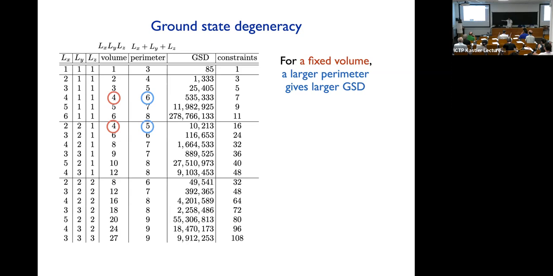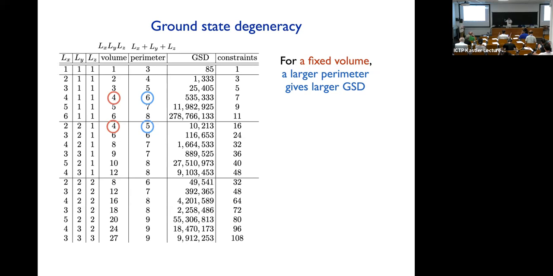So the only thing, I basically described everything I know. It's sub-extensive, and it depends on both perimeter and volume. And there are two competing effects. Basically, there's a number of constraints that scales with the volume, and a number of operators that will generate a more degenerate ground state that scales like the perimeter. So there are two competing effects, and that's the reason why the dependence is not monotonic. So that's why it's hard to find that formula.